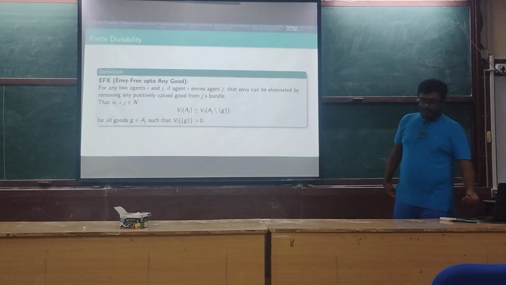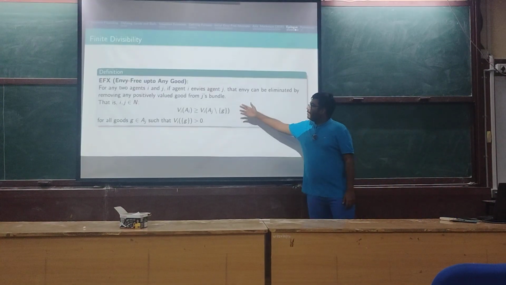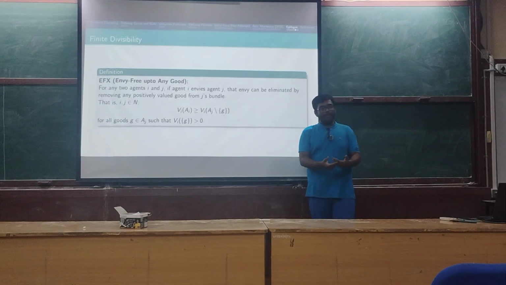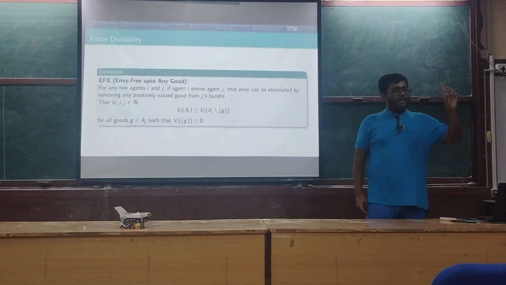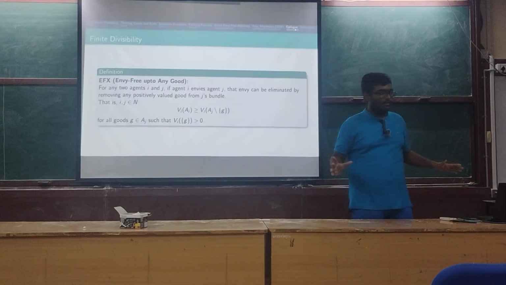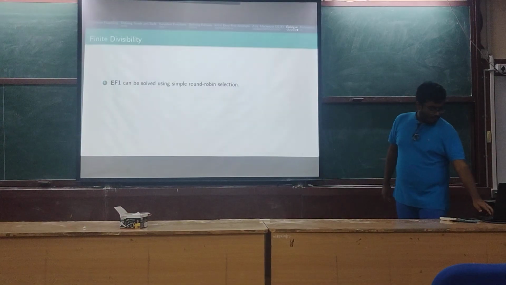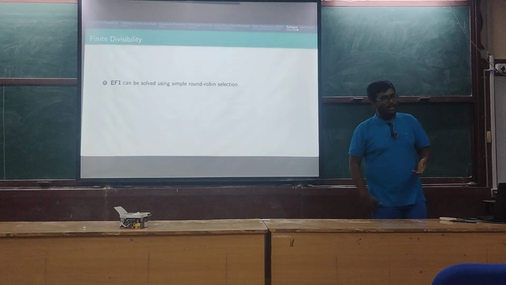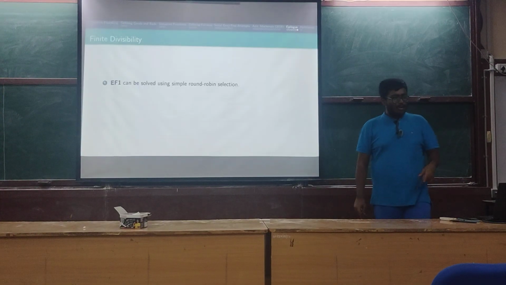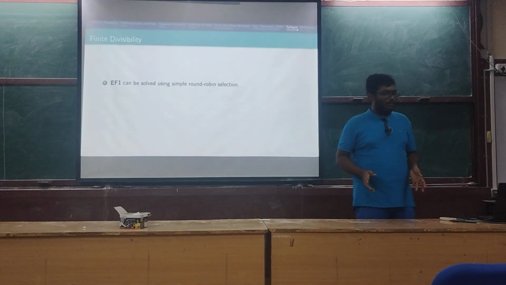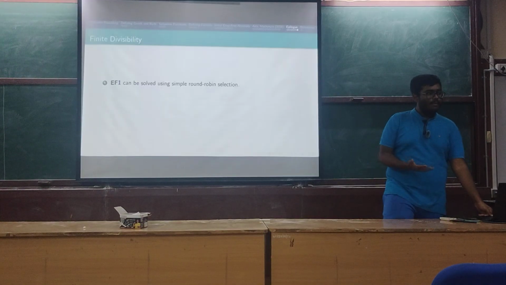And EFX, which is envy-free up to any good, means that if i envies j, then the envy can be eliminated by removing any positively valued good. In EF1, there existed at least one such good; in this one, any positive good you remove works. That is EFX. EF1 can be solved using simple round-robin selection. From 1 to n, all of the agents just keep going in order, 1, 2, 3, 4, and so on. Everybody chooses their favorite ones, and then you will be done. It will be EF1. It is a very simple problem to solve.